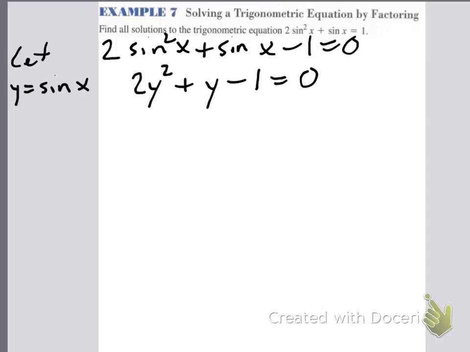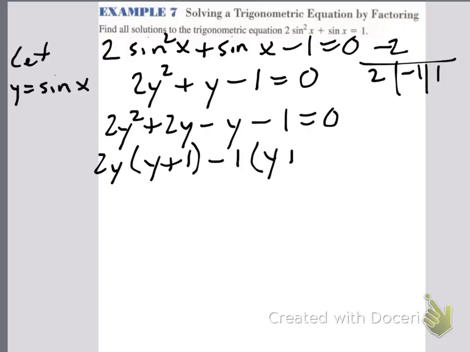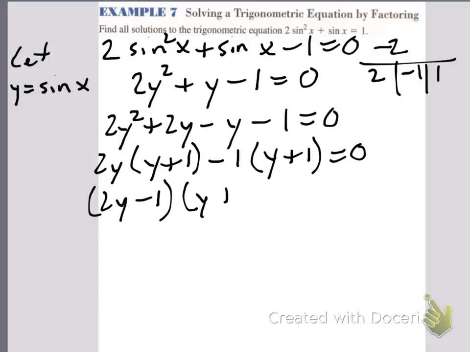So what I have to do is factor. I have my chart over here: 2 on top, -2 on top, 1 over here. So I've got 2 and -1. So 2y squared plus 2y minus y minus 1 equals 0. You can see this is just old school factoring, guys. So I get 2y minus 1 and y plus 1 equals 0. So y equals 1/2 and y equals -1.